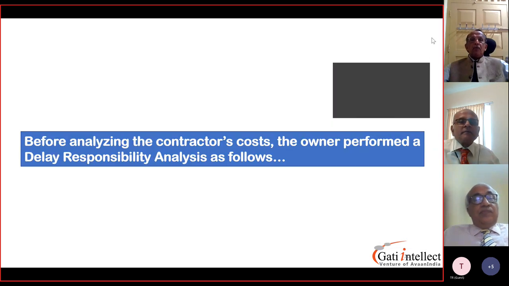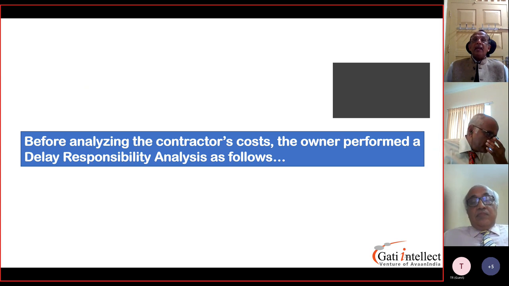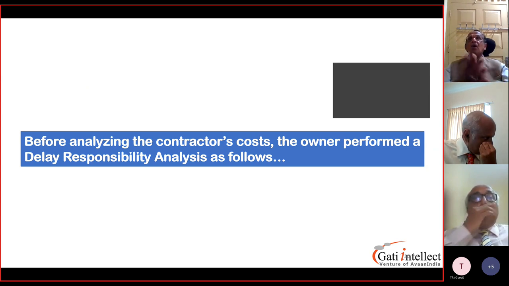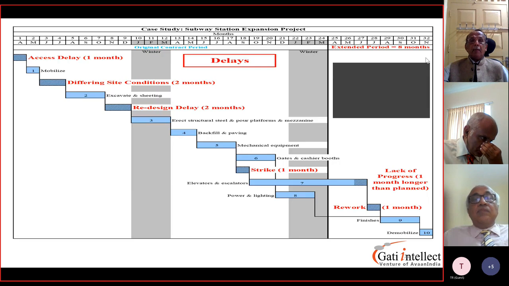Right. So before analyzing the contractor's cost, the owner performed a delay responsibility analysis as follows. So always remember, when you are faced with a situation like what Ram and Shyam has explained, it's absolutely essential. You have to do a delay responsibility analysis, plus the cause and effect analysis. Both come in the same. That is a way to do things professionally.